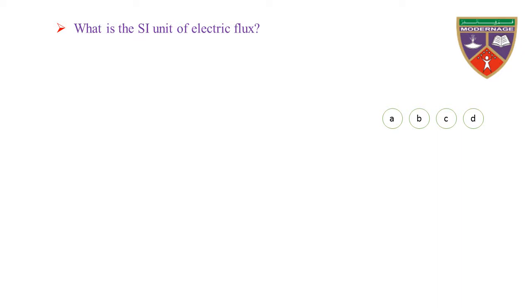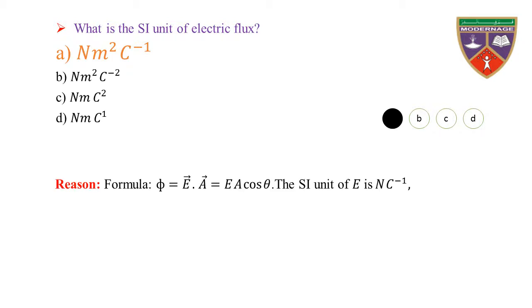What is the SI unit of electric flux? Option A, Newton meter square per coulomb. Option B, Newton meter square per coulomb square. Option C, Newton meter coulomb square. Option D, Newton meter coulomb. The key is Newton meter square per coulomb. The correct option is A.